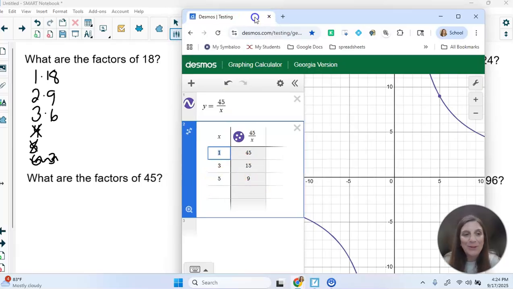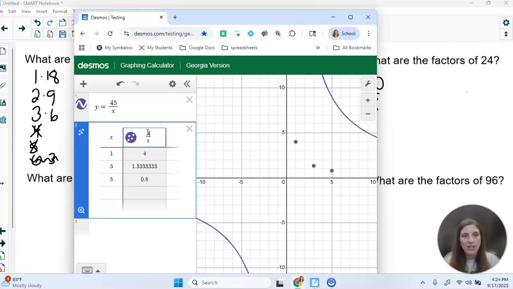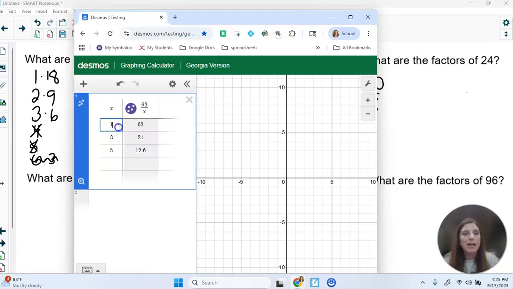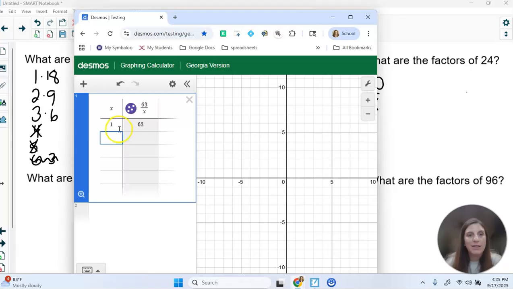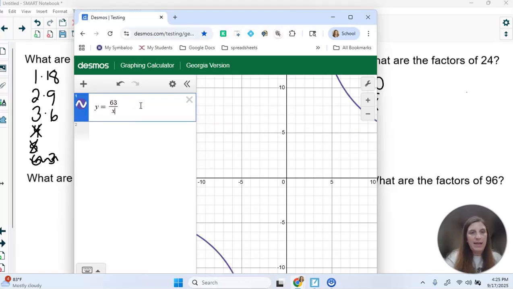Let's practice some more. What are the factors of 63? I think I can just change it here. Let me try this. 63, whoops. Hey, we can just change it there. So, well, I don't know if that's helpful because I already deleted a lot of stuff here. I'm gonna just go ahead and do this. Whoops. Yeah, that's not helpful because then you have to actually type it in. Let's go back to y equals 63 divided by x.